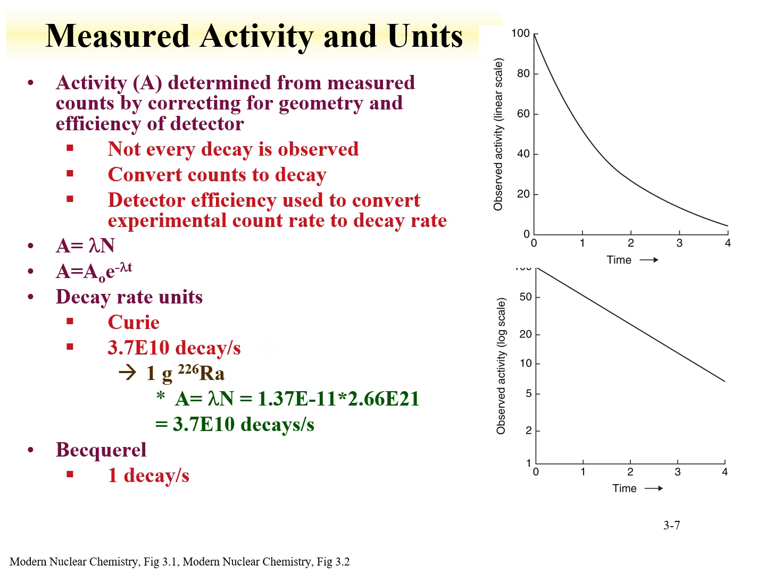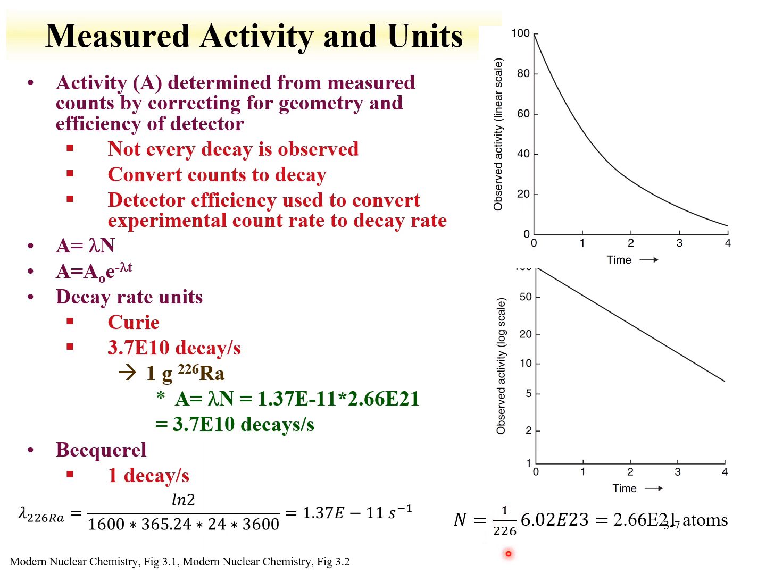This is based upon 1 gram of radium-226. If I calculated the number of atoms in a gram of radium-226, so 1 divided by 226 times a mole, times the decay constant, which is log 2 divided by the half-life of radium-226, which is 1,600 years. That half-life does need to be converted into seconds. I get an activity of 3.7 times 10 to the 10th decays per second. So a Curie, that unit, is based upon 1 gram of radium-226.